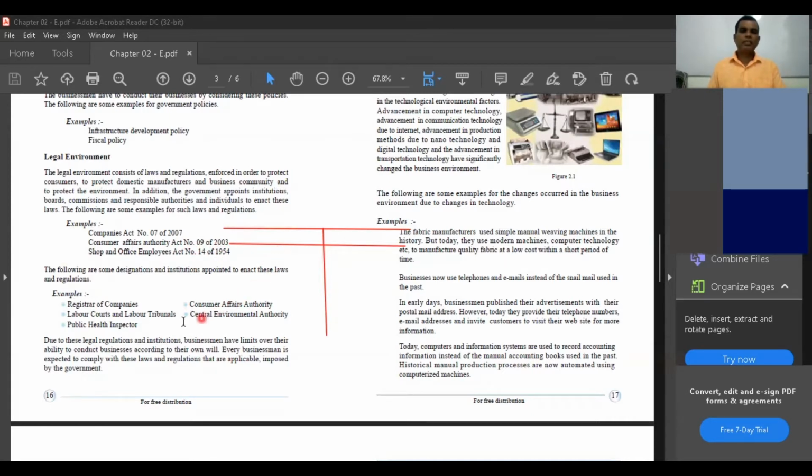The other designation is Labor Court and Labor Tribunal. The related law is the Shop and Office Employees Act number 14 of 1954. Right, now Labor Court and Labor Tribunal is concerned.